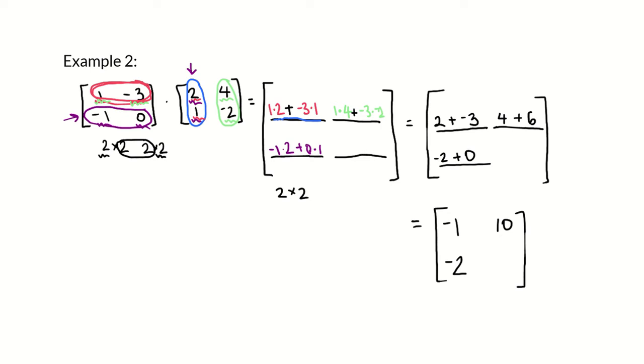And now the very last column, last row. So this one we do negative 1 times 4 and 0 times negative 2, and we add those two together. Negative 1 times 4 is negative 4, and 0 times negative 2 is 0. So the bottom right entry of the answer matrix is negative 4.